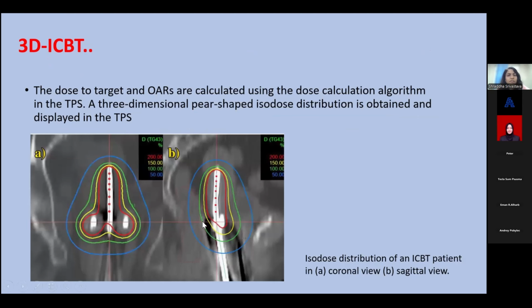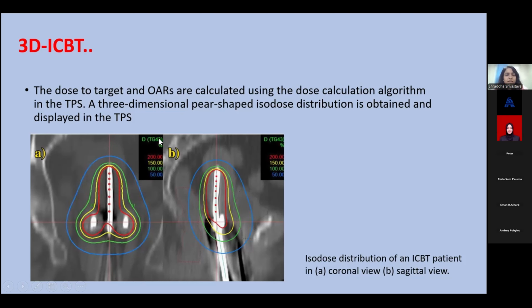In this figure, this is the tandem and this is the ovoid. We can see clearly the applicator on CT images. And the curves around this applicator represent the isodoses, or the radiation, which is in the form of a pear shape surrounding the applicator, and it is delivering the dose to the tumor volume, which is the cervix area, as the radioactive source will move inside the applicator and irradiate the tumor volume.